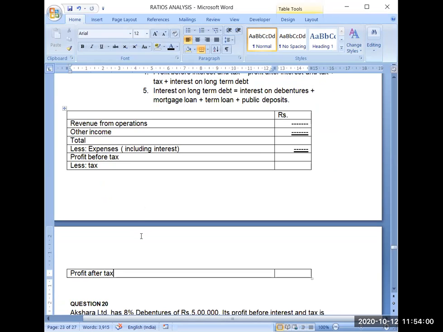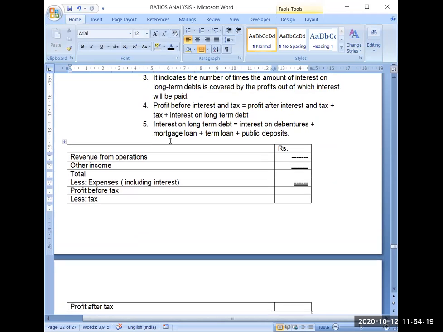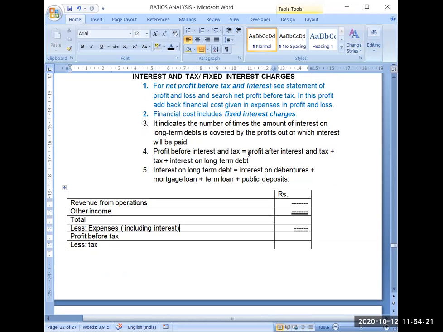So profit before interest and tax, how will you calculate it? Suppose the question has given you the profit after tax. First add back the tax, then you will reach the profit before tax. And then again add back the interest which you subtracted earlier. Then you will reach the profit before interest and tax. So this formula has been written here: profit after tax plus interest on long-term debt.